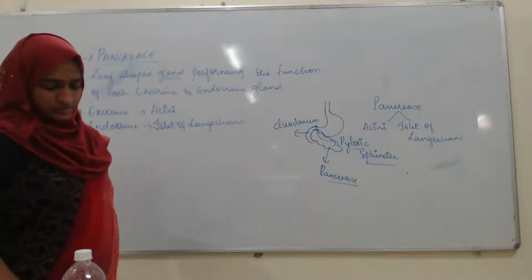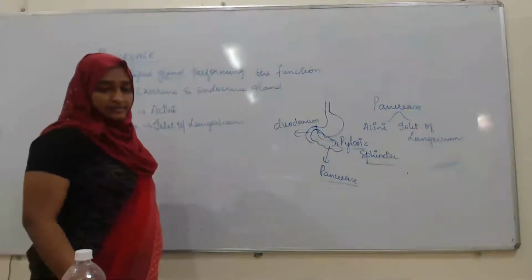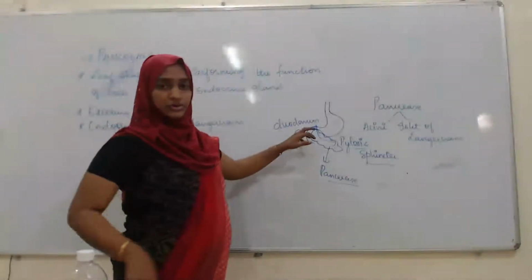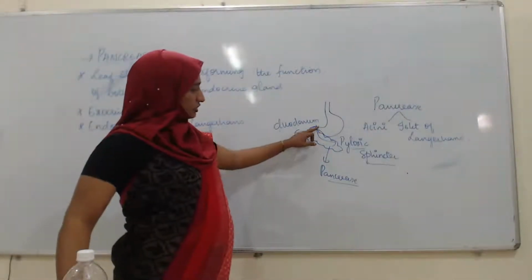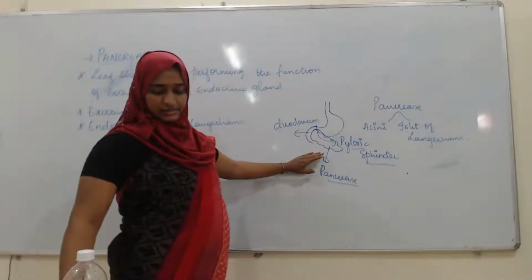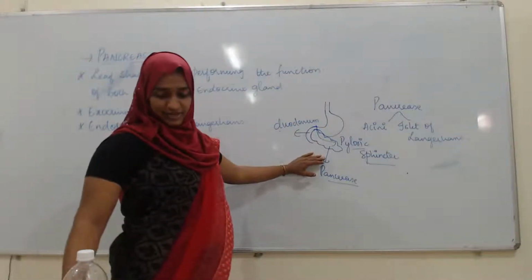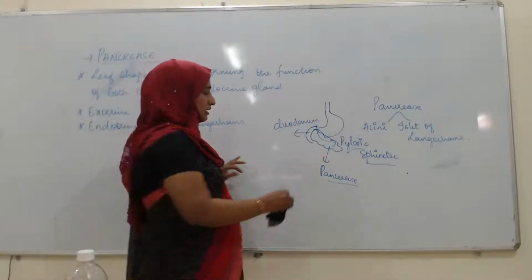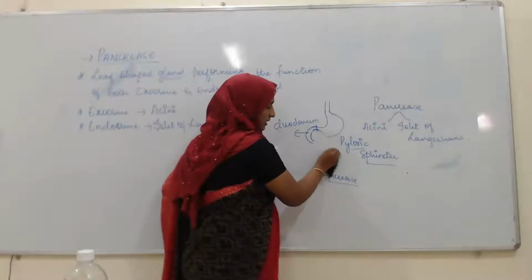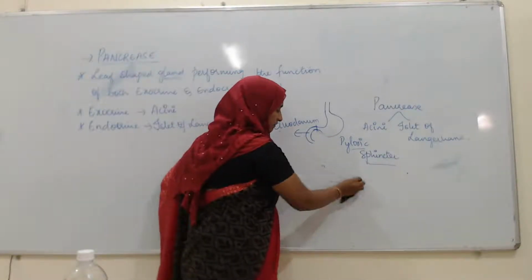Here you see how the pancreas is located. What will be the structure of the pancreas? As I told you, in the U-shaped, C-shaped structure, that is the duodenum. Below the stomach, there is the presence of the pancreas, that is the leaf-like structure. And here, inside this, there is the presence of a duct. Clearly, I will show you.